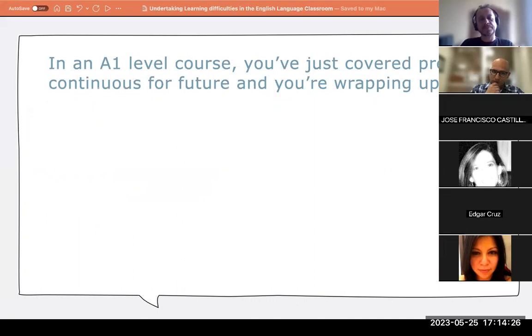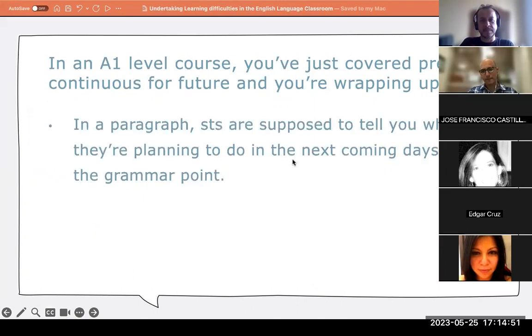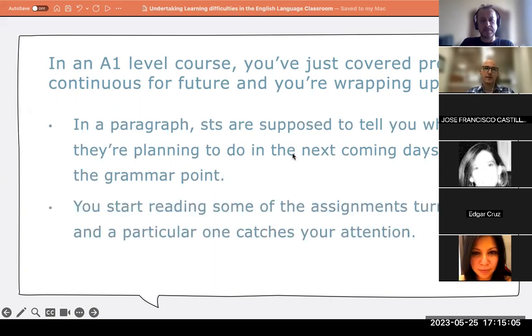You have a language course, and it's an A1 level, okay? And you just covered a grammatical point, the present continuous for future. This weekend I'm visiting my parents. I am eating a barbecue, etc. And you're closing off this section, and you ask your students to write a paragraph, in which they're going to tell you what they're planning to do in the next coming days using the grammar point, present continuous for future, okay?